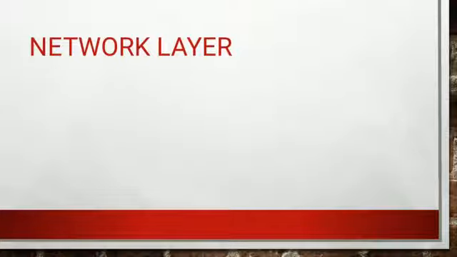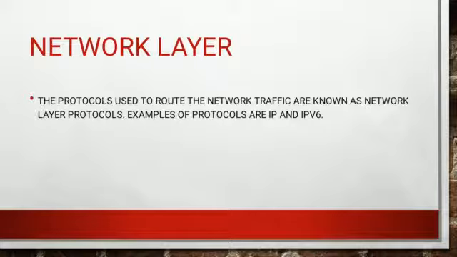Next, coming to the third layer from the bottom, which is called the network layer. So what is the main duty of this network layer? Protocols that route the network traffic are known as network layer protocols. To find the route, if a source wants to transmit data to a destination, some intermediate nodes are also there. We need to find the route, in which direction the data is transmitted. For that purpose, this network layer is used. The example protocols of the network layer are IPv4 and IPv6.